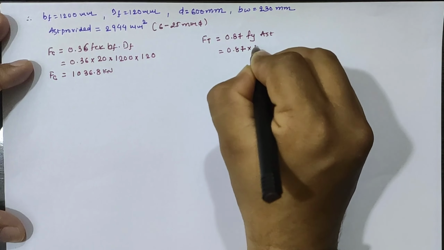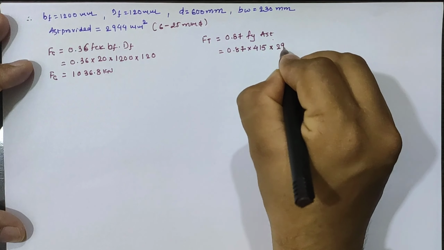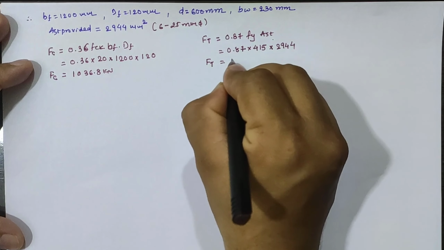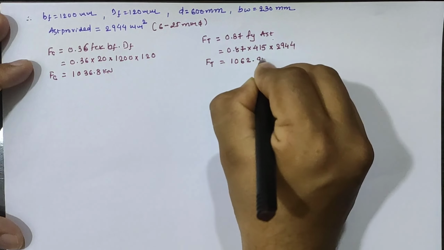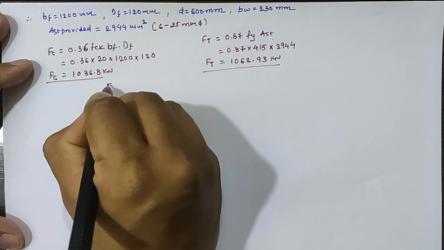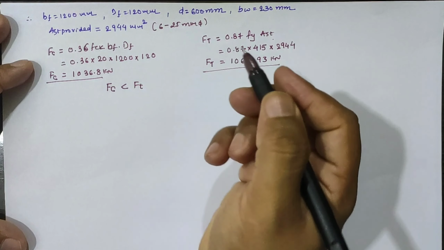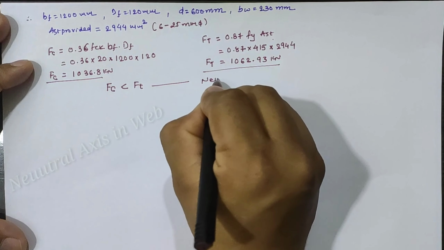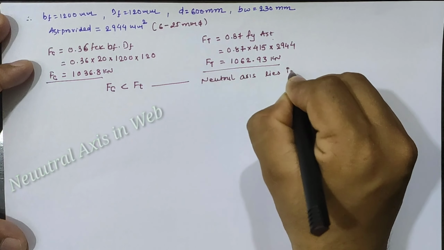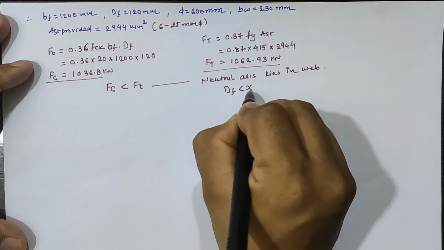and the tensile force can be calculated by equation 0.87 Fy into AST. So 0.87 is constant, Fy is 415 Newton per mm square and AST is 2944 mm square. Hence the tensile force is equal to 1062.93 kilonewton. Now from the value we can say that the compressive force value is less than the tensile force value. It means that our neutral axis must lie in web portion, or we can say that the Df value is less than xu value.